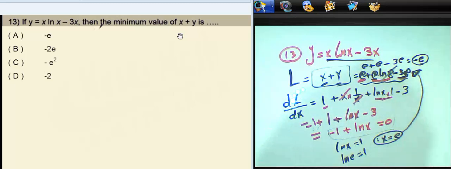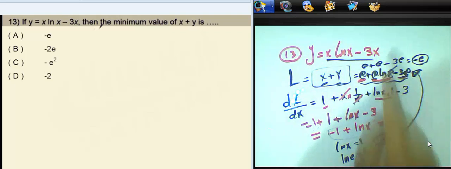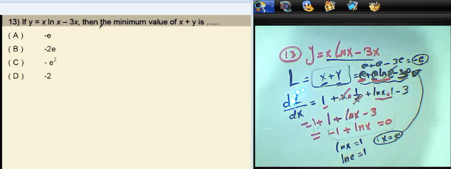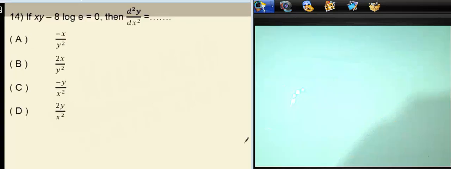x will be equal to e, and then we are asked about the value of x plus y. The minimum will be at x equals e. He asked about the value, or the image, so don't choose e. We must put e in the function here. So the result will be negative e. Choose letter E. The result here will be negative e, letter E. Choose letter E. Question 14.